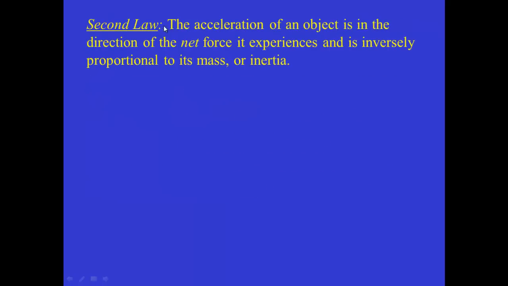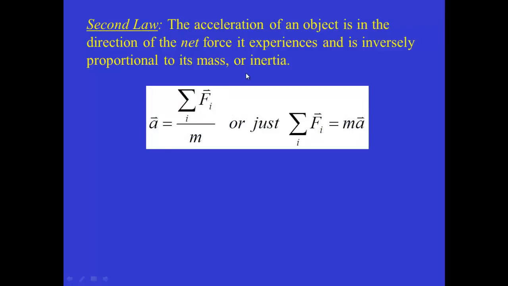The second law quantifies the relationship that comes from the first law. It says that the acceleration of an object is in the direction of the net force it experiences, and it's inversely proportional to its mass. And the mass is a measure of the object's inertia, or its resistance to acceleration. So writing this down in equation form, we say the acceleration is in the direction of the net force, and it's inversely proportional to the mass.